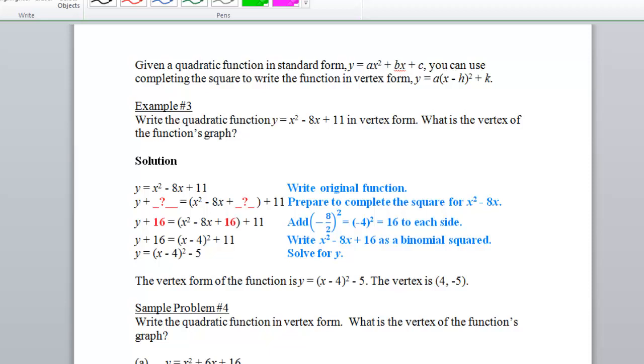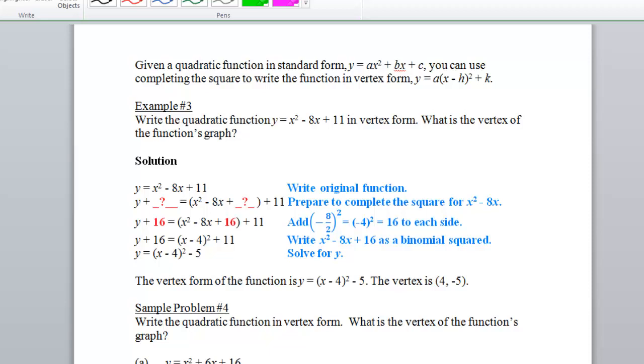For vertex form, however, we're going to go through this process called completing the square. It's a little bit more complex. So what we're going to show you how to do here is to take the standard form of a quadratic equation and use the completing the square process so that we can make this in an easier form to graph.